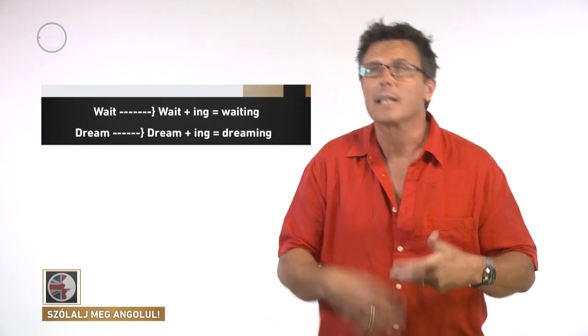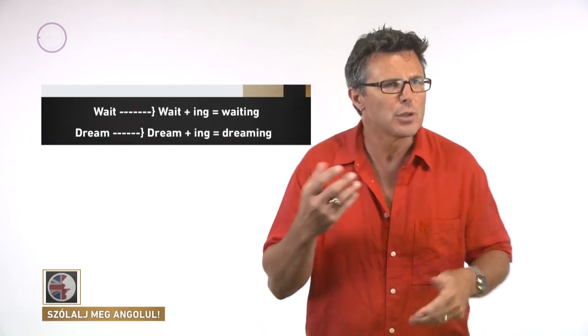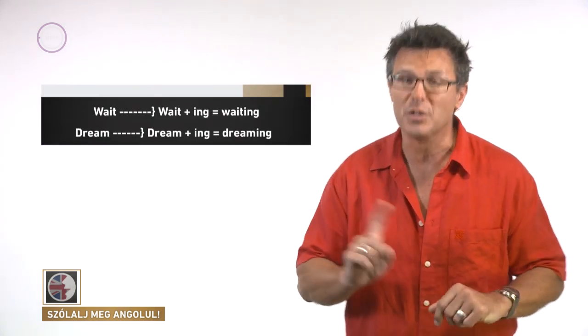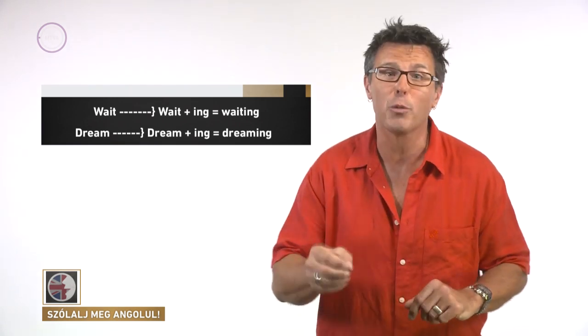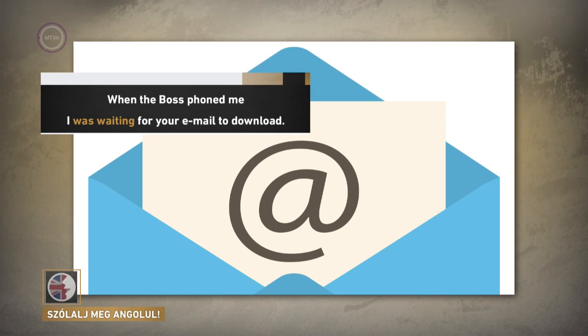If the verb ends in two vowels plus a consonant, like the verb to dream or the verb to wait, we also don't double the last letter before we add ing. When the alarm clock woke me, I was dreaming about rhubarb crumble. When the boss phoned me, I was waiting for your email to download.